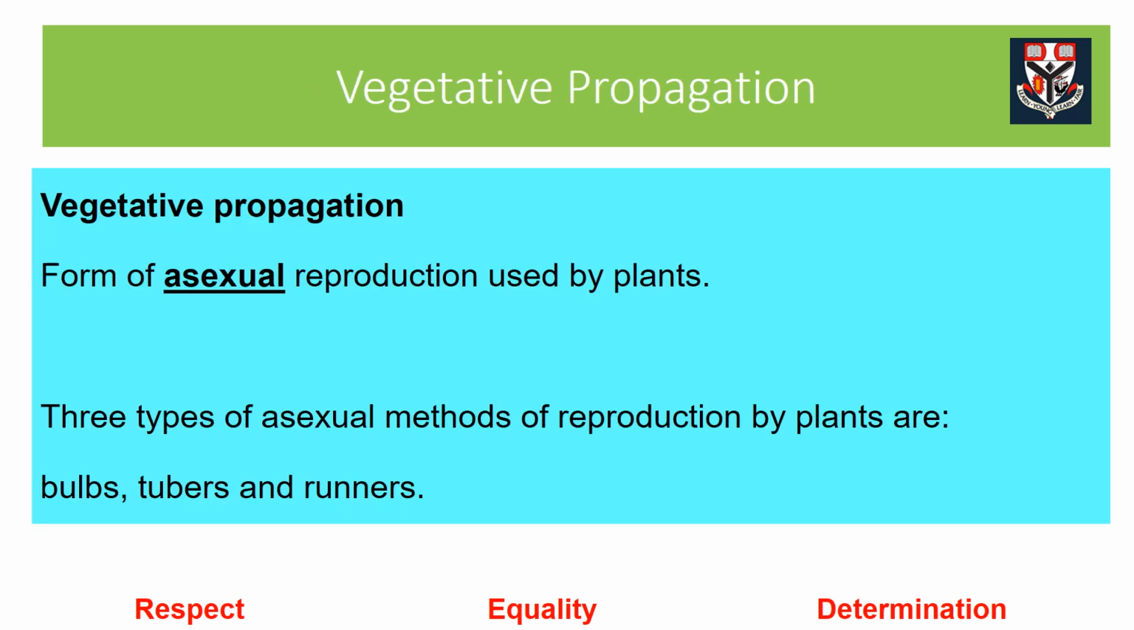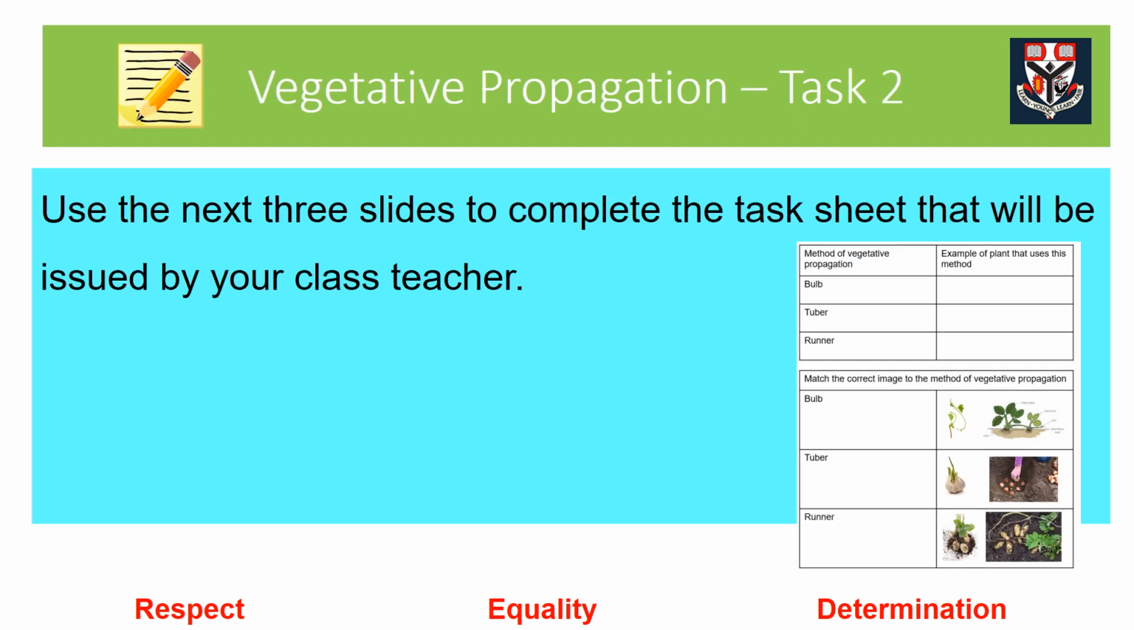Vegetative propagation is a form of asexual reproduction used by plants. A reminder that asexual reproduction involves one parent plant only. 3 types of asexual methods of reproduction by plants are bulbs, tubers, and runners. In class, you would be issued a task sheet.